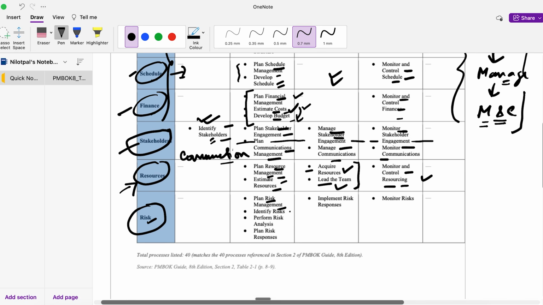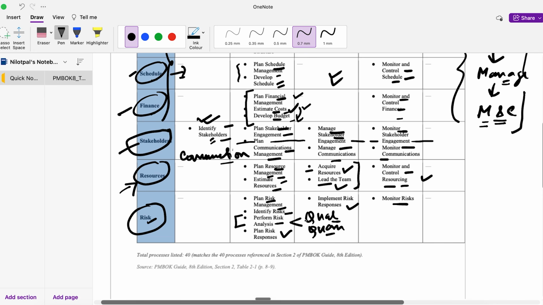So the plan step remains. Next, you identify your risks, then you perform your risk analysis. If you remember in the PMBOK 7th edition, they had something called qualitative risk analysis and quantitative risk analysis as well. There were two buckets, but they have combined it in a single element, which is perform risk analysis, as part of this table, which is fine. Then you plan risk responses, then you implement your risk responses as part of management, and then you monitor the risks. And if you think about it, it is also quite intuitive.